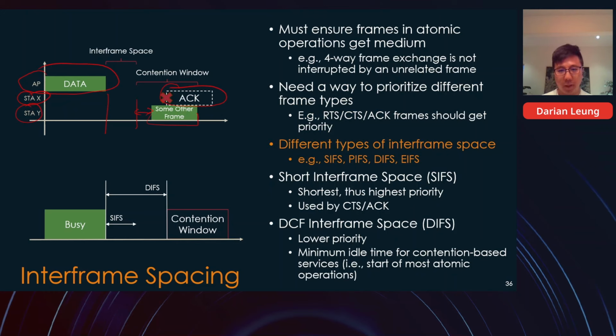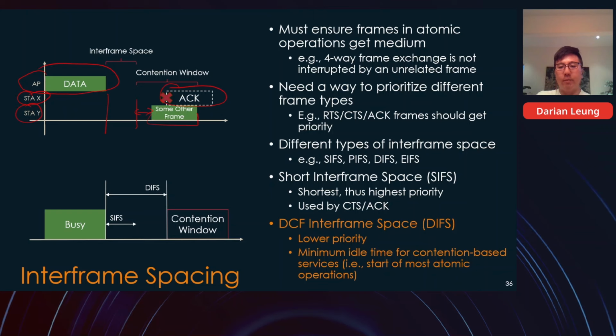And this is achieved by using different interframe spaces. So if you recall, the interframe space is a period of time following the end of a frame. By having shorter interframe spaces for certain frames, we can guarantee that those frames will have priority. Wi-Fi has multiple lengths of interframe spaces, but the ones we're going to discuss today are the short interframe space, otherwise known as SIFS, and the DCF interframe space, otherwise known as DIFS. SIFS is the shortest interframe space, thus it is for the highest priority frames such as CTS and ACK frames. This makes sure that the frame exchanges are atomic.